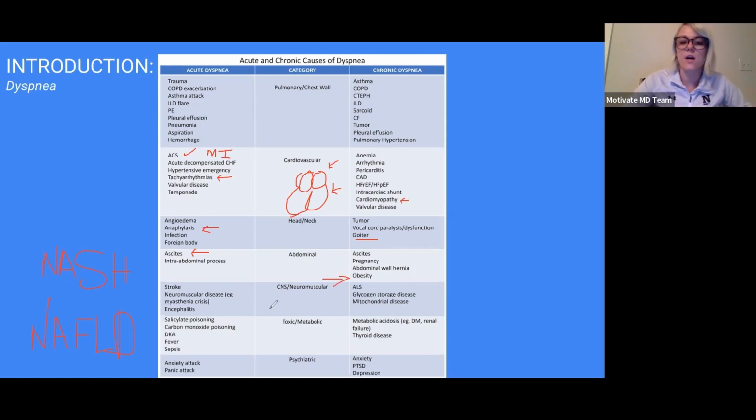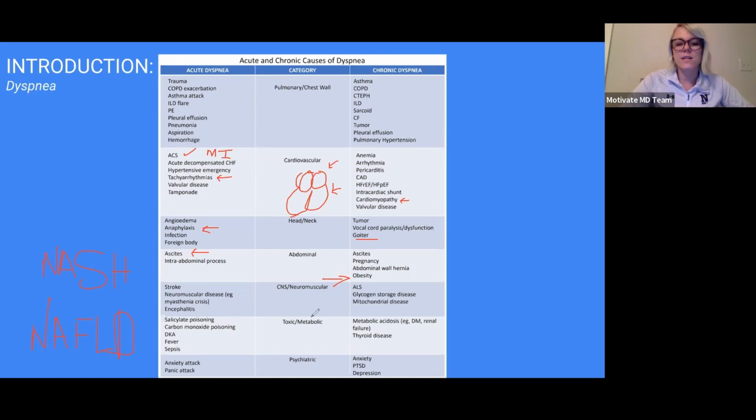Other things, strokes can cause it. If you have problems with the diaphragm, say you have a surgery and something happens to the phrenic nerve, or you have a lung tumor that inhibits the recurrent laryngeal nerve, or something that touches the phrenic nerve, we can have shortness of breath as a result of that.